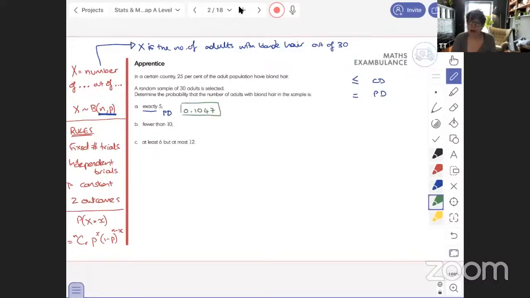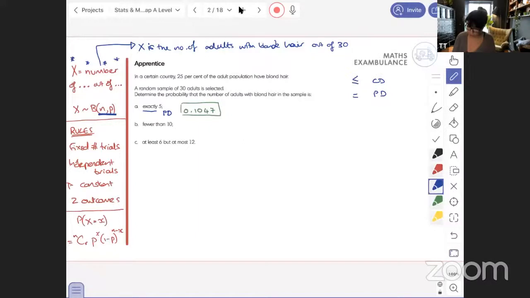Next, fewer than 10. Now, this is where binomial distribution gets a little bit fiddly because we only have two buttons. We have a button for less than or equal to and a button for equal to, and that's it. And this question says fewer than. So this is my top tip number 2. Top tip number 1 is that if we always force ourselves to write down what it is that we're modeling, then it's going to help when the questions get more complicated.